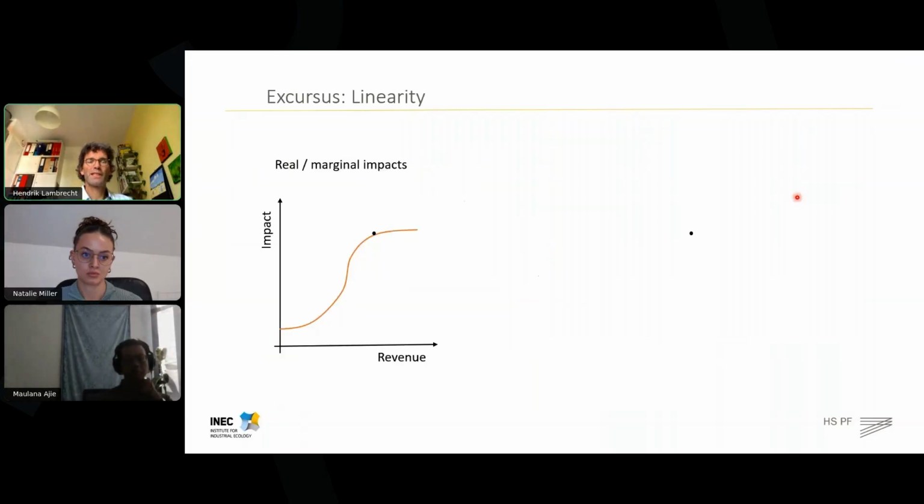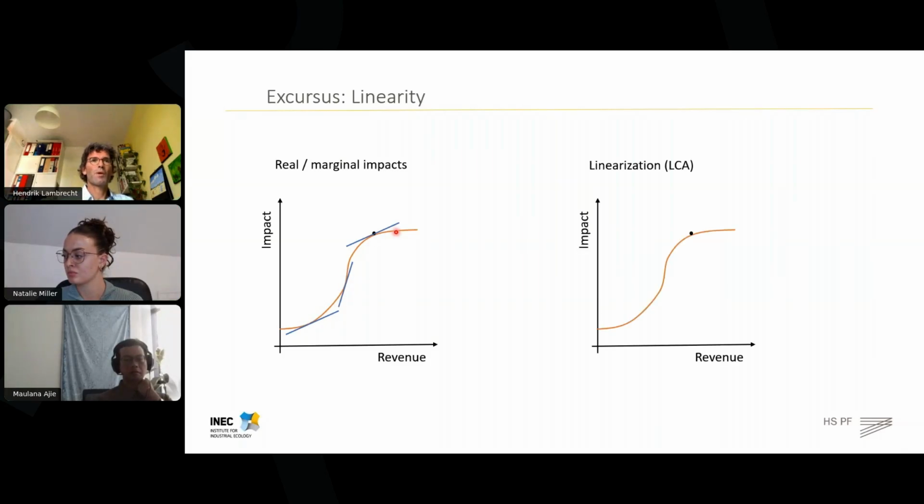First, a small excursus on this linearity issue. In general, impacts and revenues or functions of processes need not be linear, of course. They can have any form, as you can see here. And depending on which part of this real curve I'm at, I will have very different specific impacts. What we do when we do LCA is that we go to a specific point of such a system, we look at the impact that is connected to a certain revenue, and then we linearize. So we do this straight line here. And of course, the straight line depends on which part of this curve we are starting.